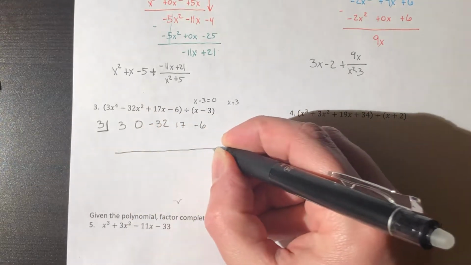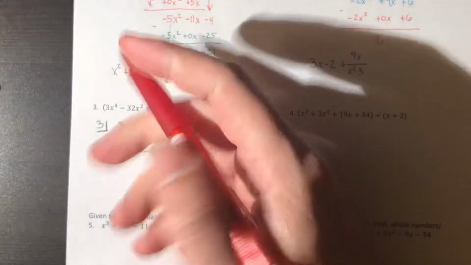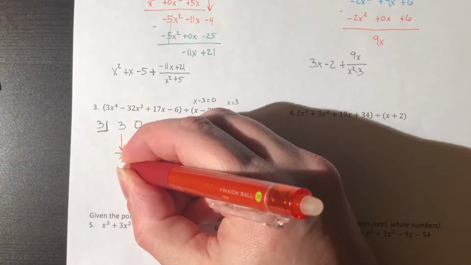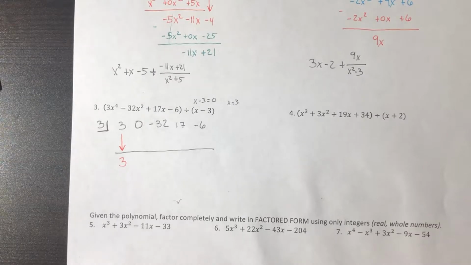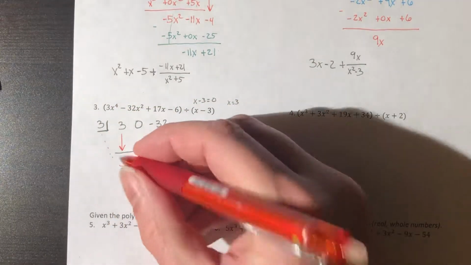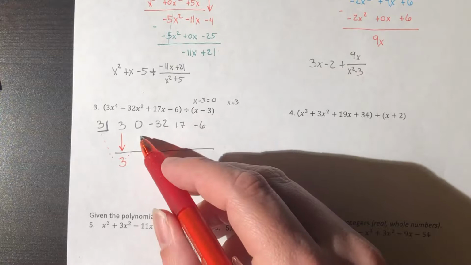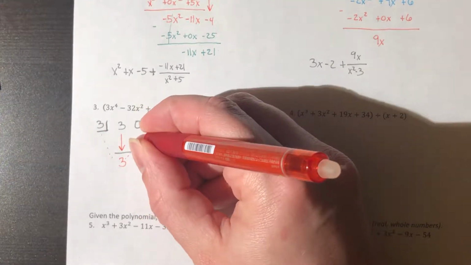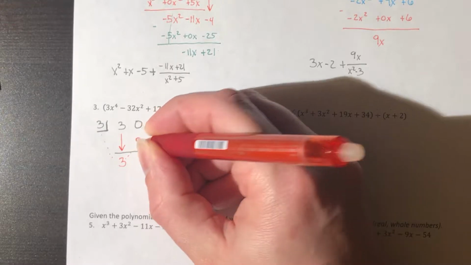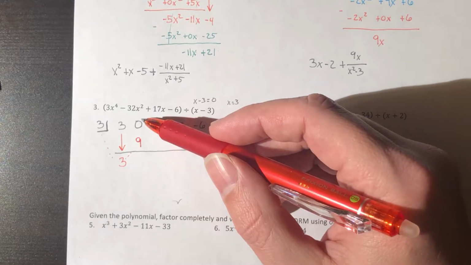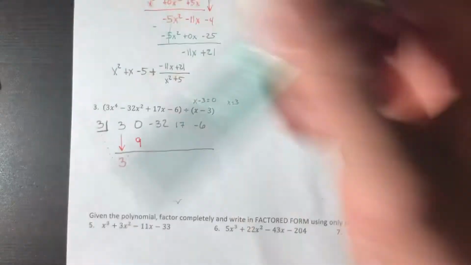When I do synthetic division, the first term just drops down. Nothing you need to do with it. That first one just goes down exactly as it is. Then you multiply what's in the box by that number, and you put that product there. So 3 times 3 is 9. And then I will add those two values together. 0 plus 9 is 9.